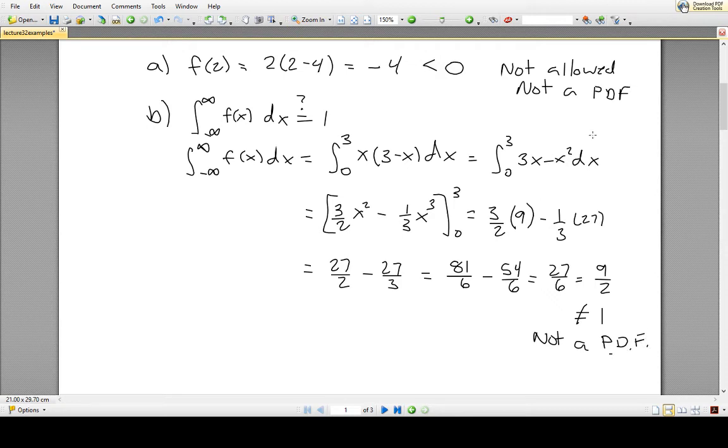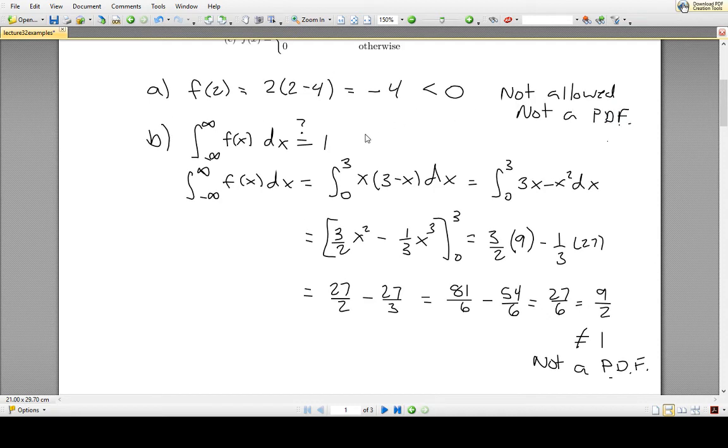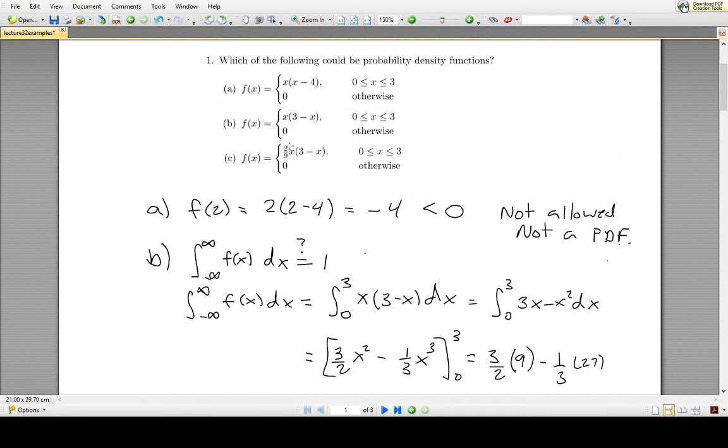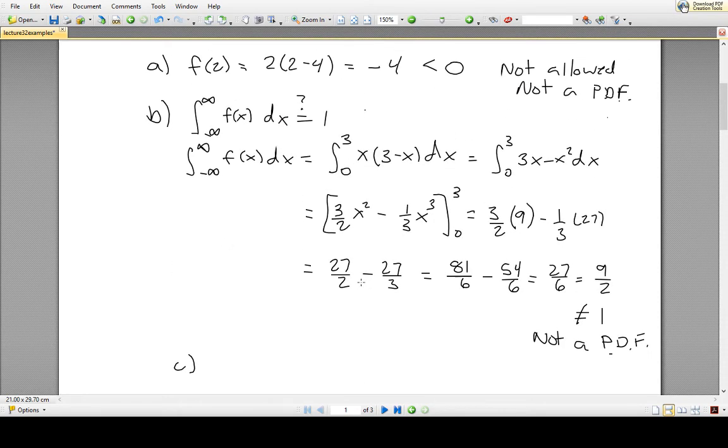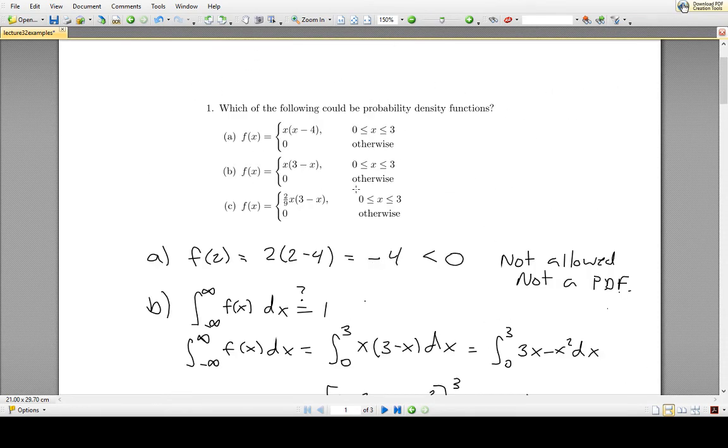Okay, so let's check these two things for the last function, which is namely 2/9 x times 3 minus x. So certainly, just like we did for part B, we notice that no matter what x value we substitute into the function between 0 and 3, we're going to get a non-negative number, so that's good news. We don't want our probability density function to be negative, so that works out okay.